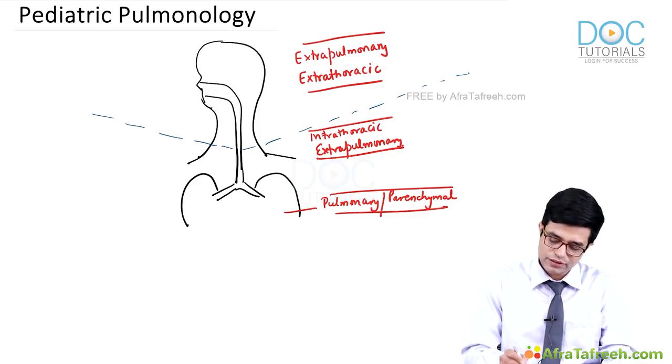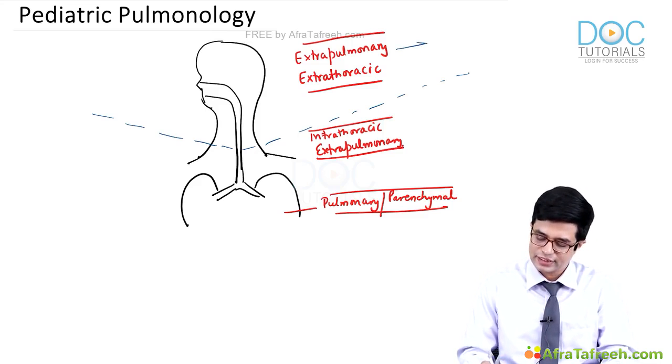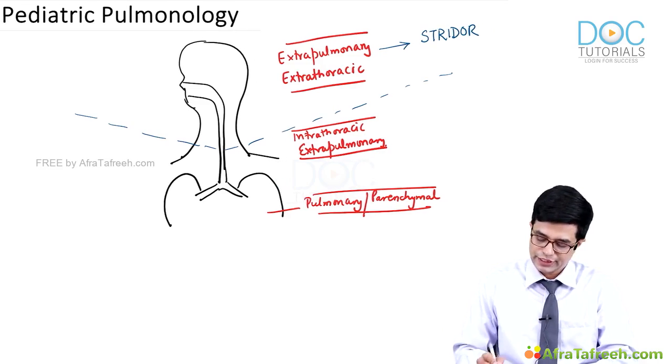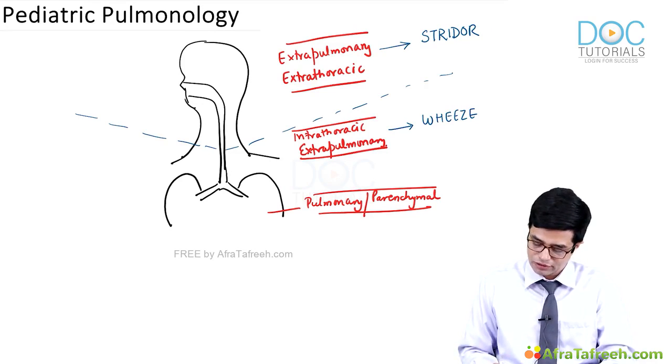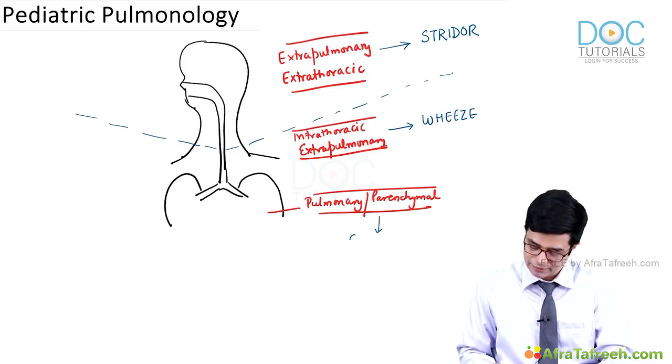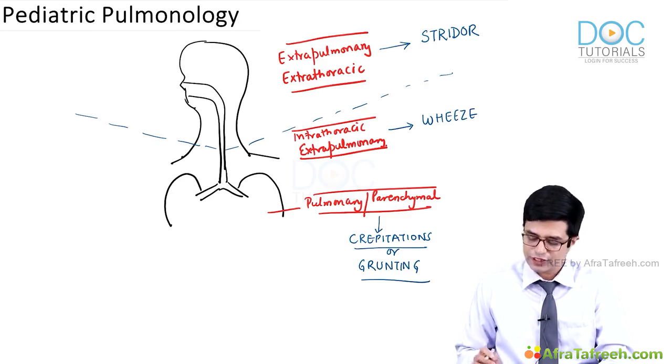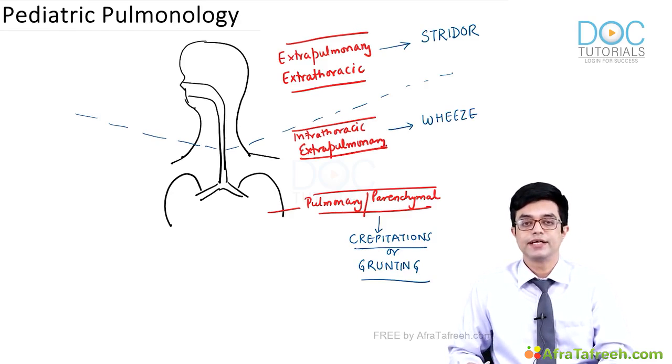Because any pathology in the extrapulmonary extrathoracic part is commonly associated with the type of sound called stridor. Any pathology in the intrathoracic extrapulmonary segment is associated with a sound known as wheeze, also synonymously used with rhonchi. And any pathology in the pulmonary or parenchymal part is associated with a type of sound called either crepitations or grunting. So, the type of sound helps us in localizing the site of pathology.